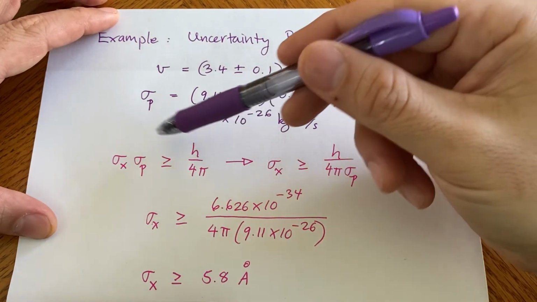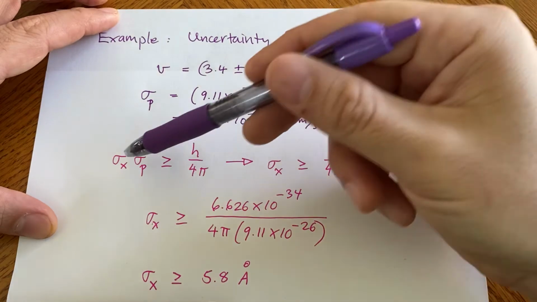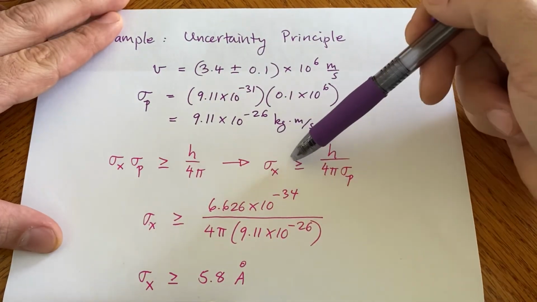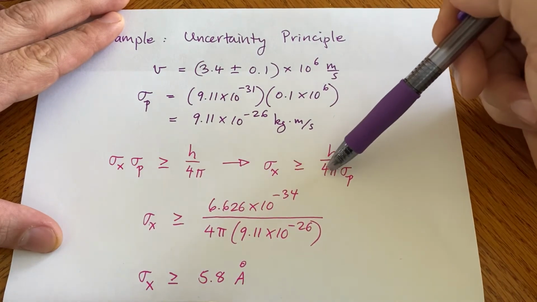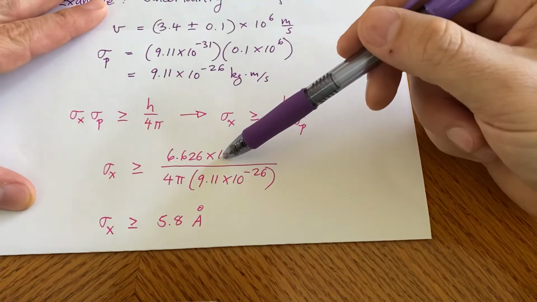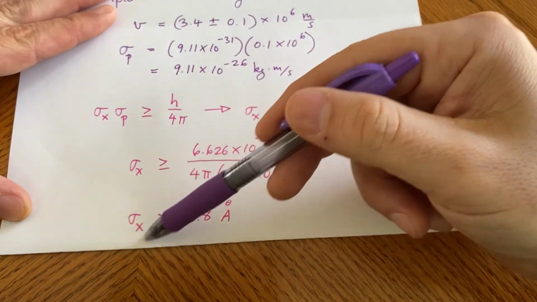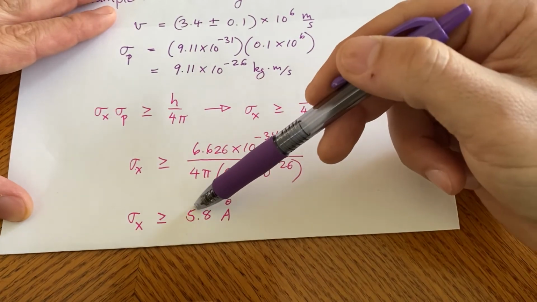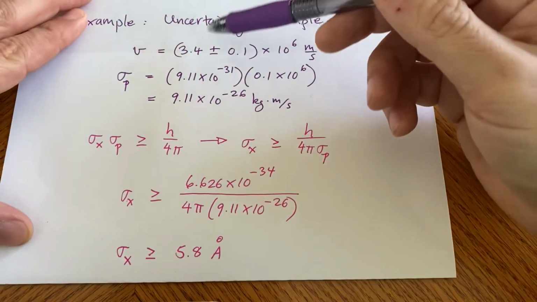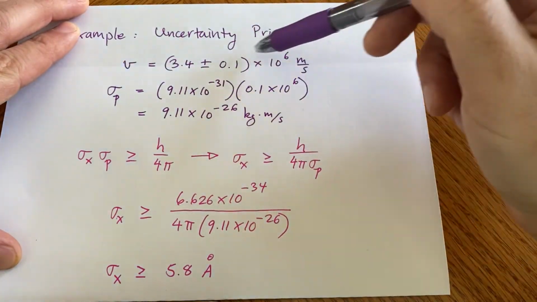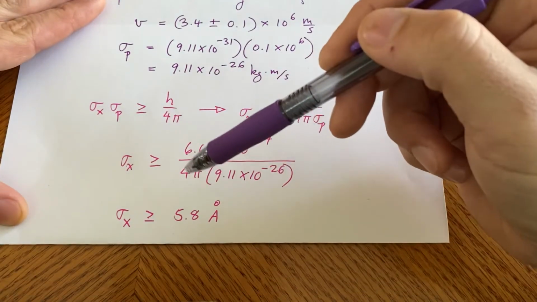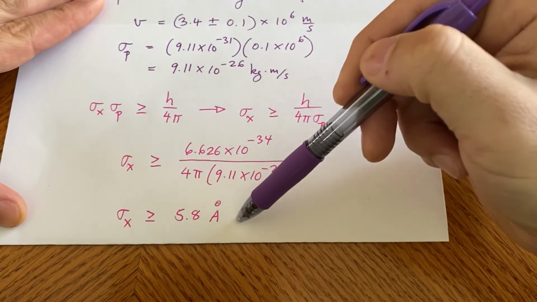Now, when you rearrange this, because what we're interested in now is the uncertainty in position, you get that the uncertainty in position is greater than or equal to Planck's constant over 4 pi times the uncertainty in momentum. And plugging those numbers in, we find that the uncertainty in position is greater than or equal to 5.8 angstroms, or about 6 angstroms. Putting it all together, by measuring the velocity to this level of precision, we are limiting how well we can localize where the electron is.